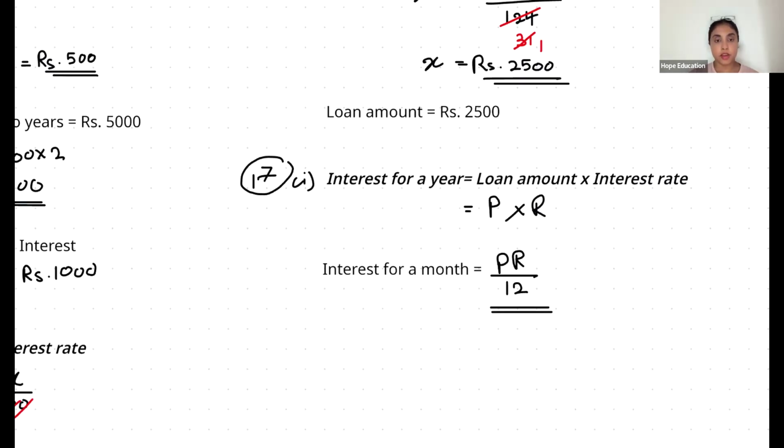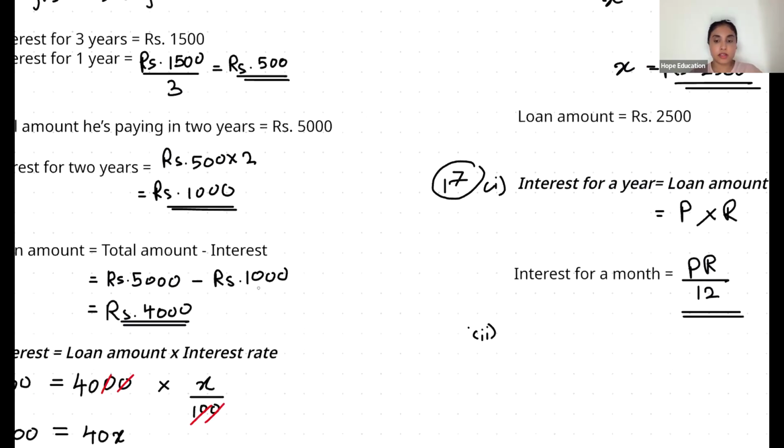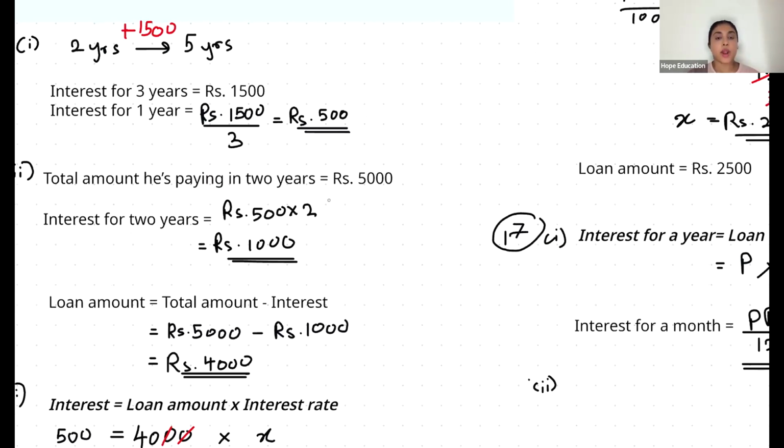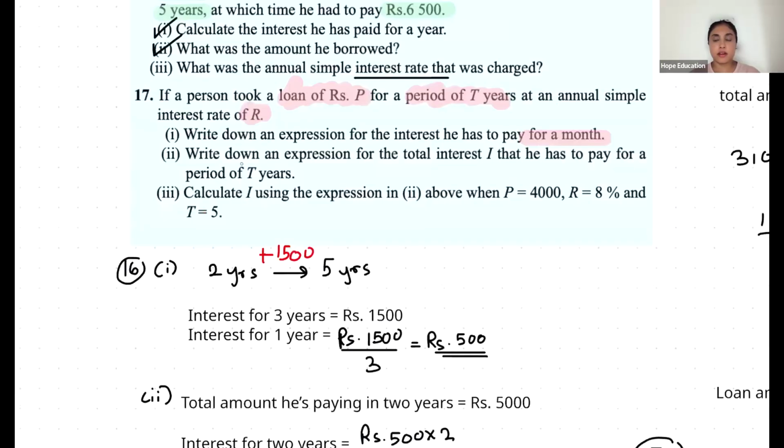Okay. Roman number 2. Write down an expression for the total interest I that he has to pay for a period of T years. Now, Lamai, we have to find the interest for a period of T years. Okay, I think that's not that difficult.